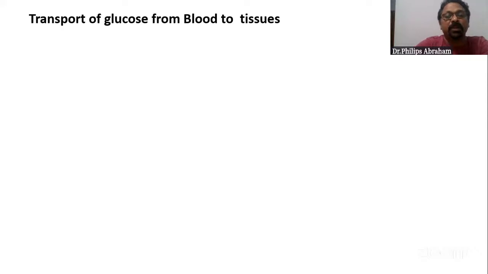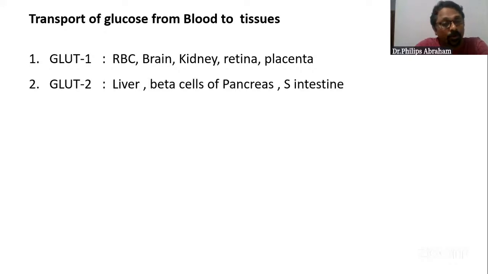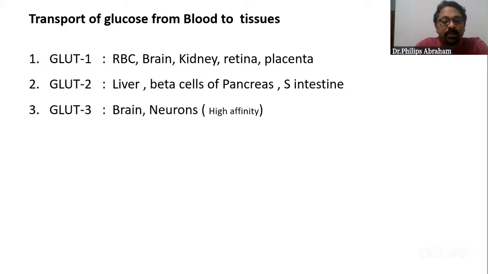Transport of glucose from blood to tissues is by GLUT1 to GLUT7. So GLUT1 is mainly present in the RBC, brain, kidney, retina, and placenta. GLUT2 you can see in the liver, beta cells of pancreas, and small intestine. So that was the question. It was the exception. The question was except. So these three are the ones which contain GLUT2. GLUT3 in brain and neurons.